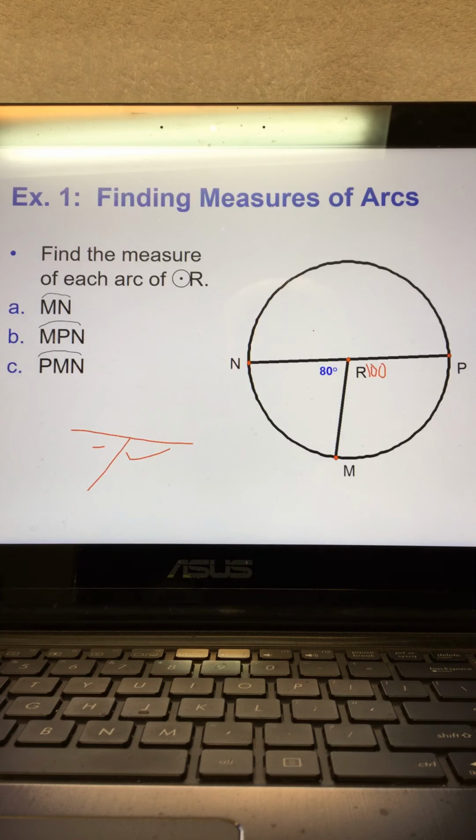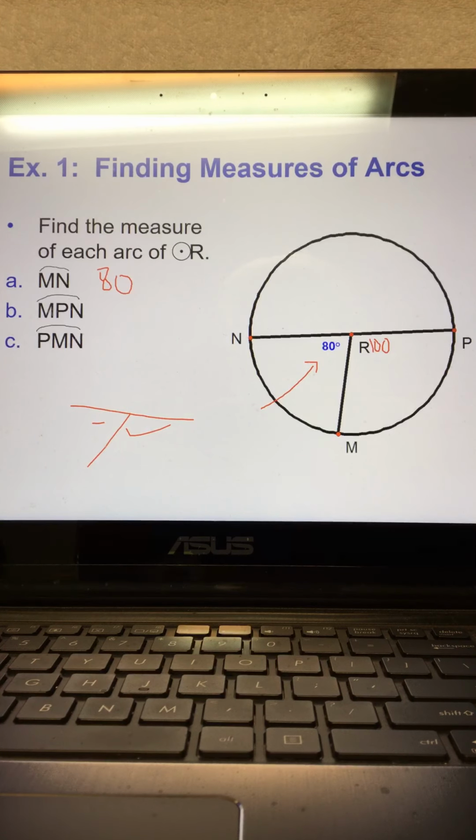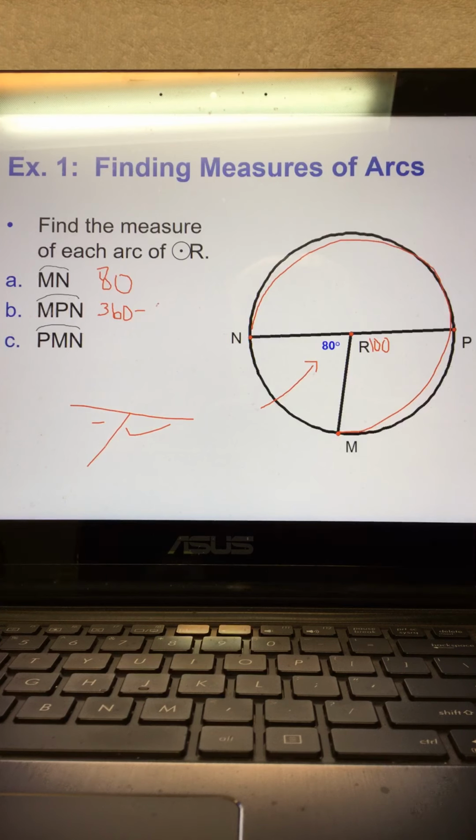MN is a minor arc. Where's the angle that's associated with it? The minor arc is associated with an 80-degree angle. I want to go from M to P to N. That's major. So everything is 360 minus the minor arc. So 360 minus that arc would be 280.